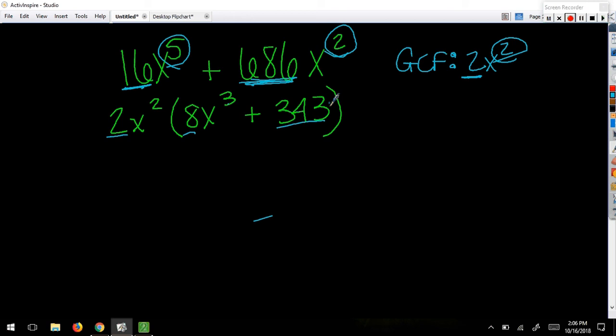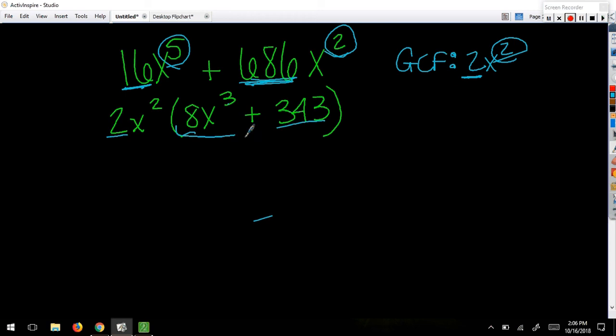You see it now? No? Do 16 divided by 2. 686 divided by 2. And I can't divide by anything bigger, I'll get remainders. It can be factored.